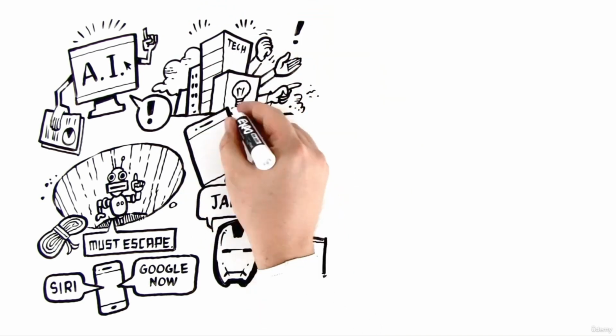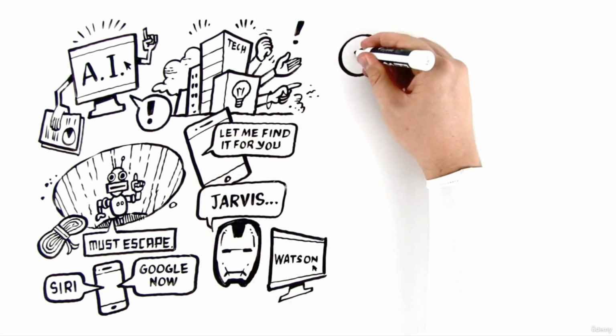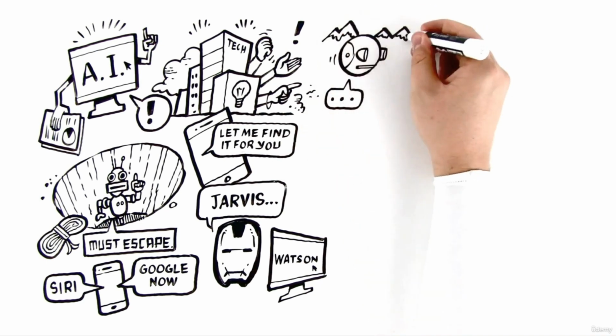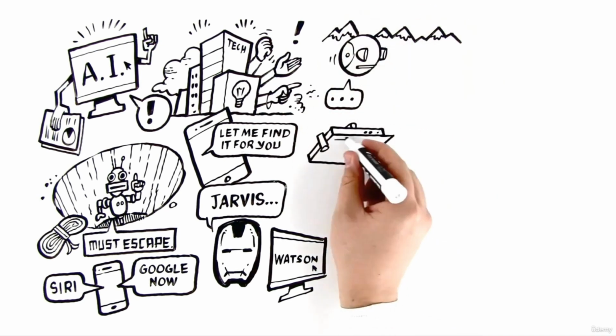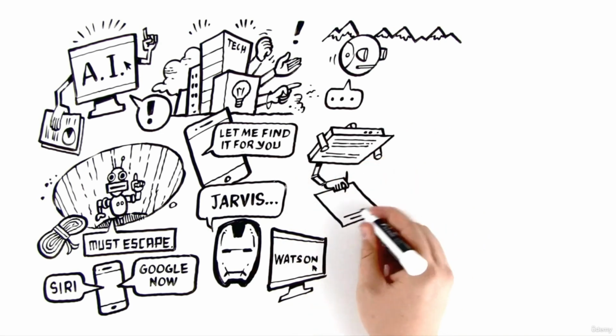AIs like Siri and Amazon Echo can listen and understand your commands. Other AIs can look at a scene and describe in detail exactly what they're seeing. Yet other systems can read, understand, and even write stories. Once upon a time, in a virtual galaxy far, far away.